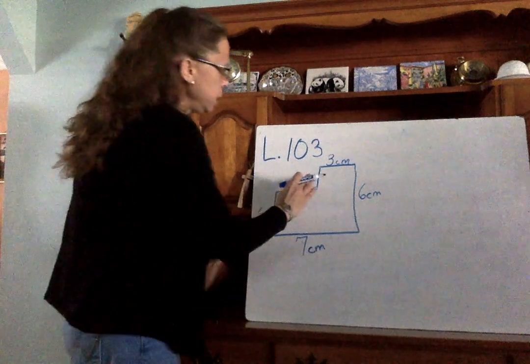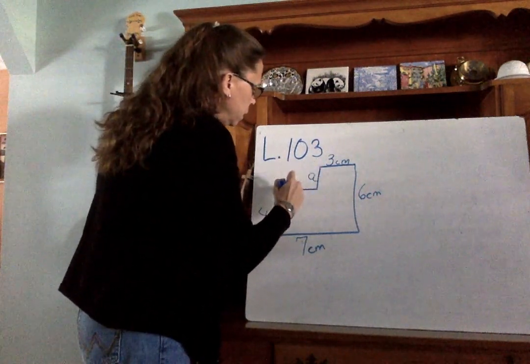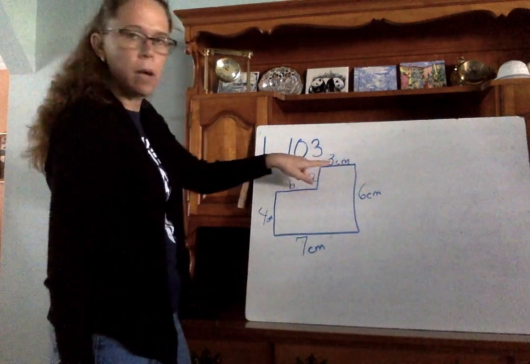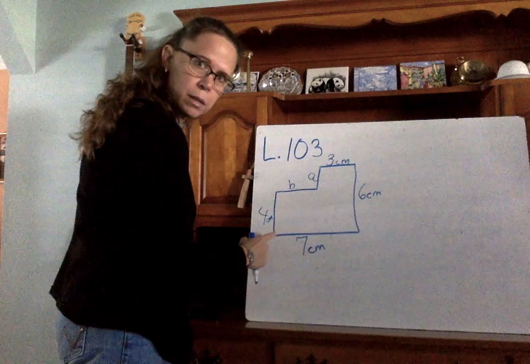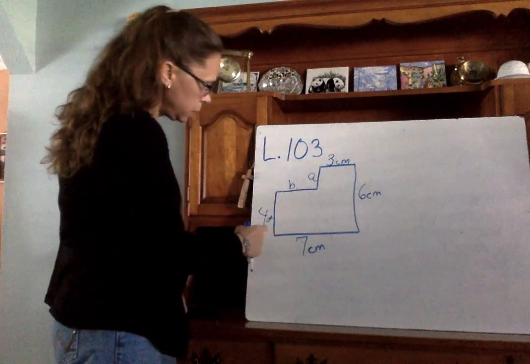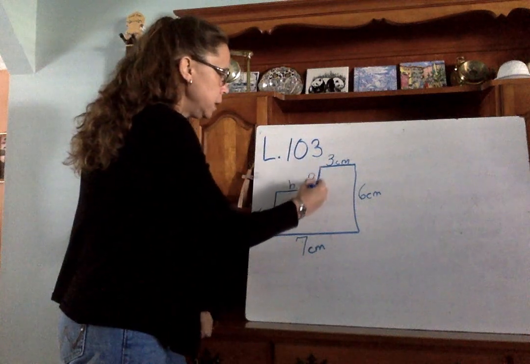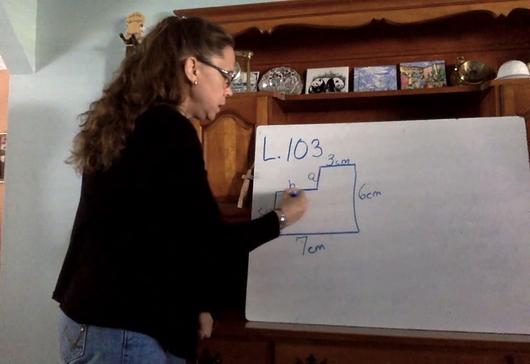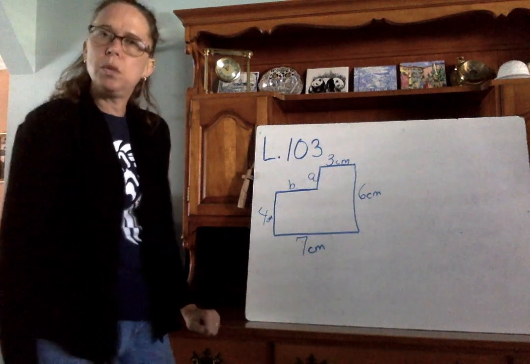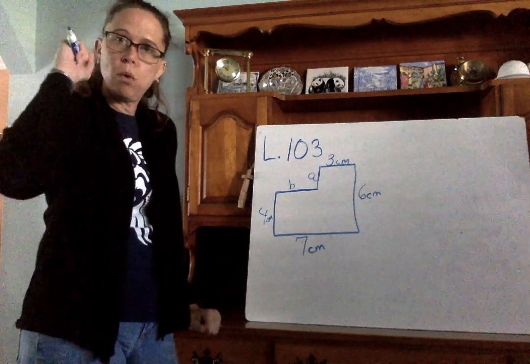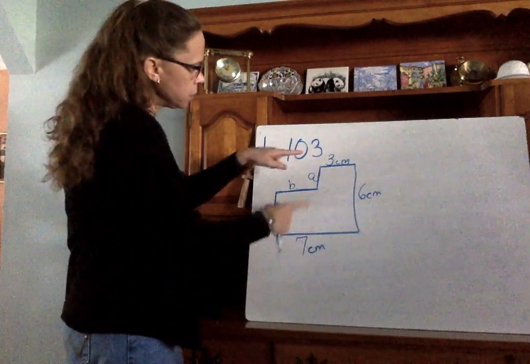So if you will see here, let me make these a little bit bigger. I know the length of the top is 3 centimeters. This side is 6 centimeters. The bottom is 7 centimeters. And this side is 4 centimeters. What I don't know is this side here labeled A and this side here labeled B. So what we need to do is take what we do know to find out what we don't know. Let's look at A to start with.